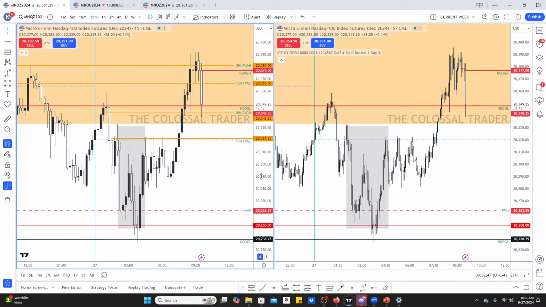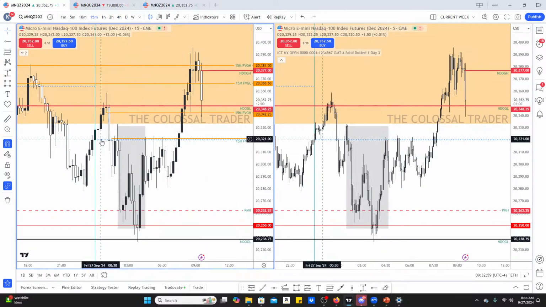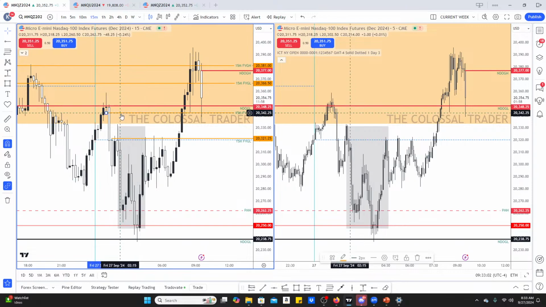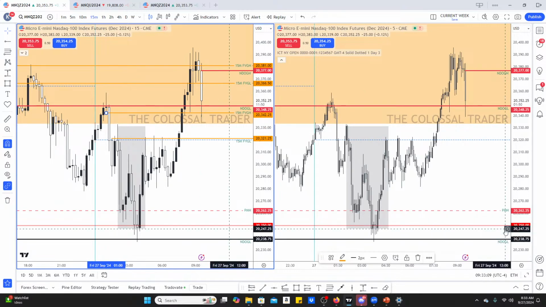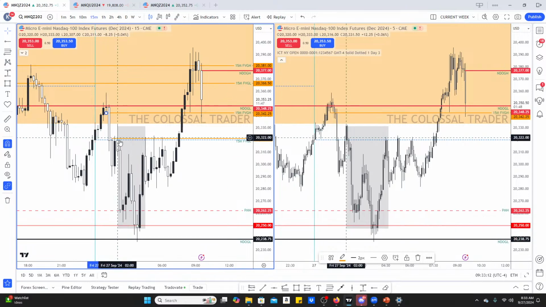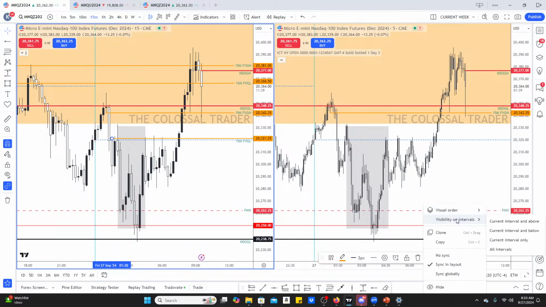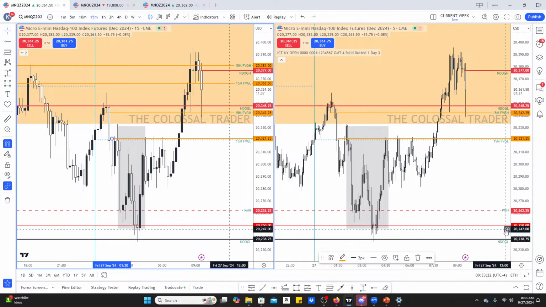So now it's dipped into that 50-minute fair value gap. Let's see if he wants to use that to springboard higher. No button pressed. Just watch it. This time frame actually, let's do this. Let's see this on both time frames. Current intervals and below. Visibility on that. Cool.